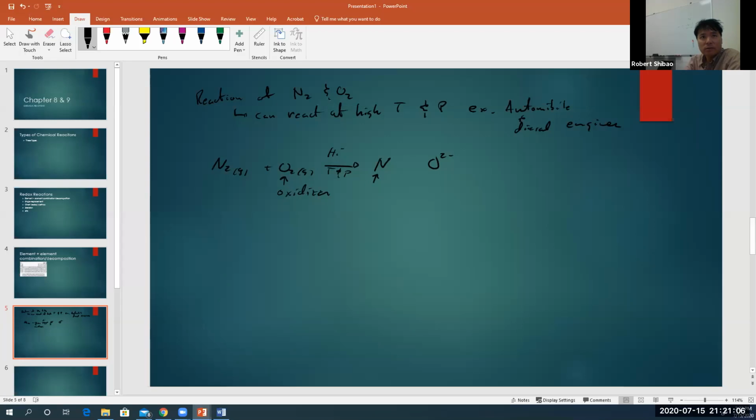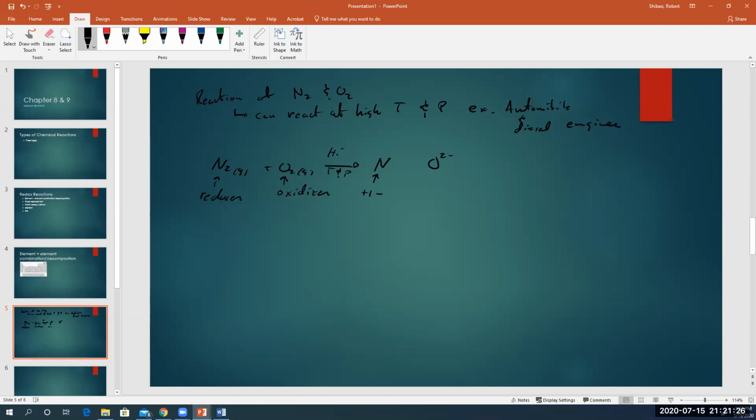Now this is going to be the reducer. The reducer is going to lose electrons. And so how many can nitrogen lose? Well, it can lose +1 all the way to max of plus what? What's the maximum positive charge on nitrogen? Five. Good, Kazra, you got it. So it's going to go from +1 to +5, the max.